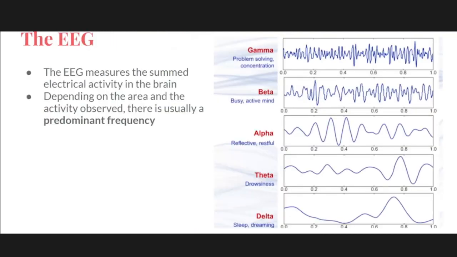This is the EEG, which we have obviously seen on our BIS monitors. The EEG will measure the summed electricity in the brain. And depending on the area and the state of the patient, so are they asleep, are they wide awake, there will be a predominant frequency. So the gamma frequencies, high frequency, are related to problem solving and concentration. Whereas when we have someone under general anesthetic, they will generally have opioids being predominant, and that's a sleep, dreaming state.